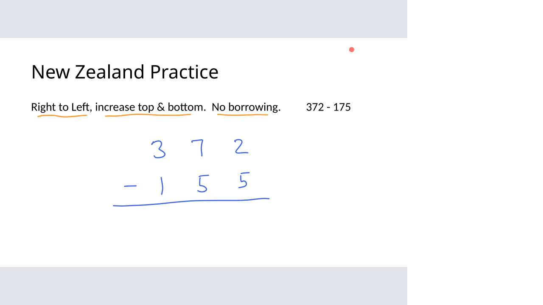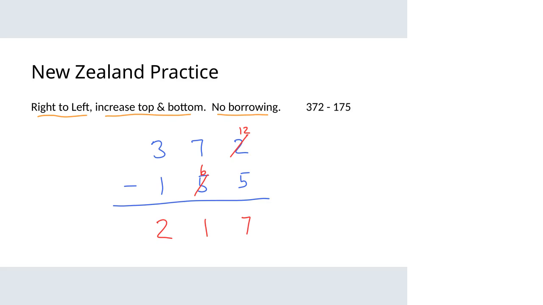So here I'd like to do 2 minus 5, but I can't. So I need to make that bigger by 10. Well, if I make that number bigger by 10, then I also need to make this number bigger by 10. And then 12 minus 5 is 7. 7 minus 6 is 1. 3 minus 1 is 2. And we have 217.